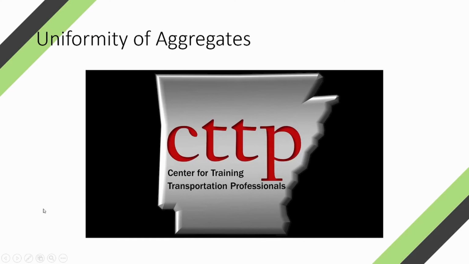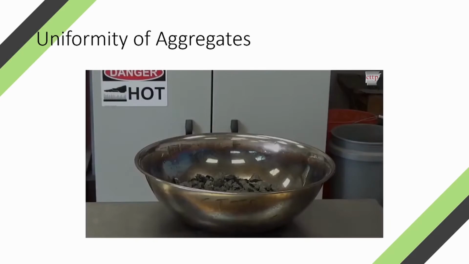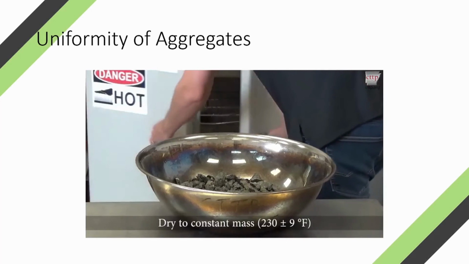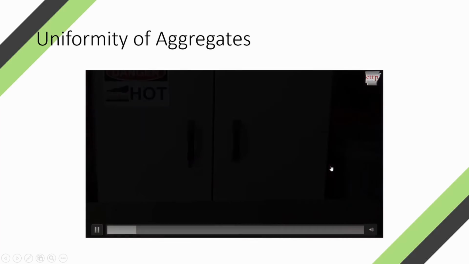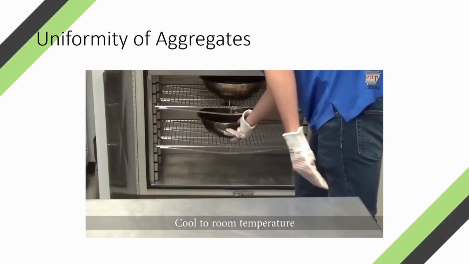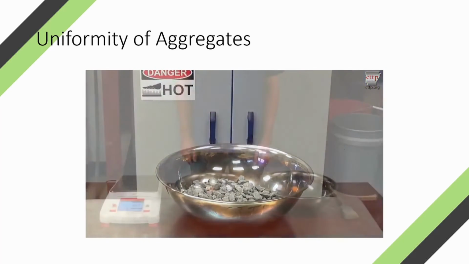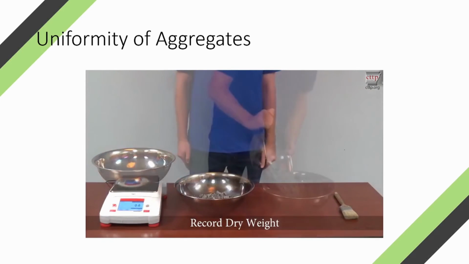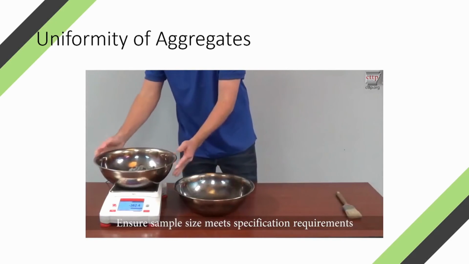AASHTO T27, Sieve Analysis of Fine and Coarse Aggregates. Obtain a representative field sample of aggregate. Dry the sample to a constant mass at 230 plus or minus 9 degrees Fahrenheit. After drying, cool the sample to room temperature. Then record the dry weight. Ensure that the sample size meets specification requirements.